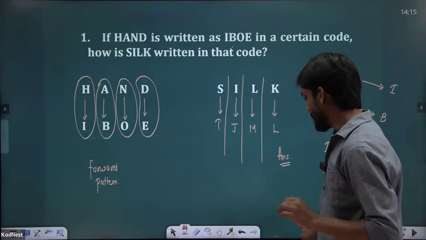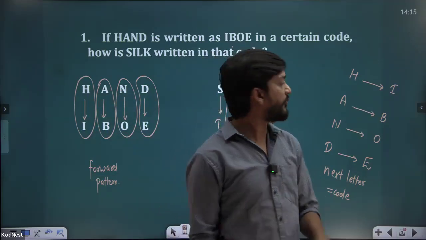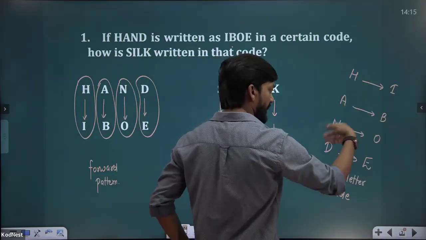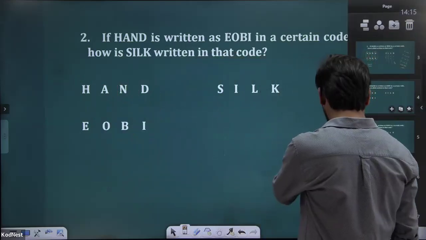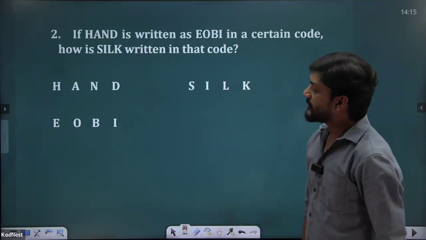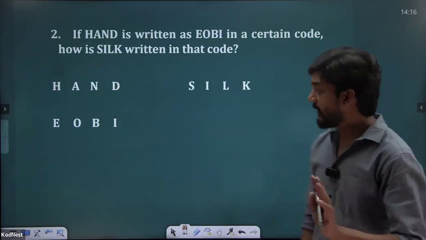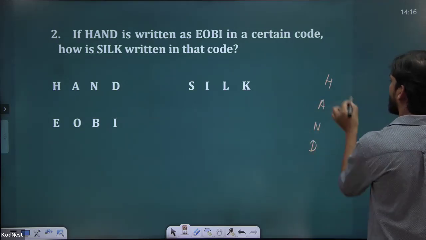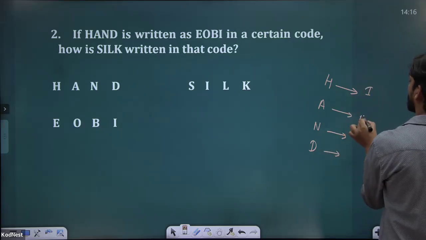Now carefully see the next question. This coding will change, but this will not change. What I'm trying to say is, the code of the letter will be the same, but the code of the word will change. So carefully see. All the four letters which were present previously are present here also. Here also the code of H, A, N, and D is the same, just like the previous question.